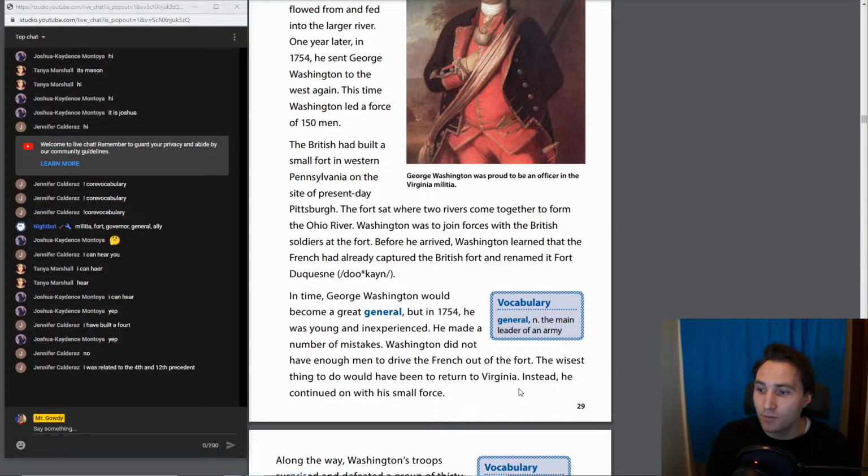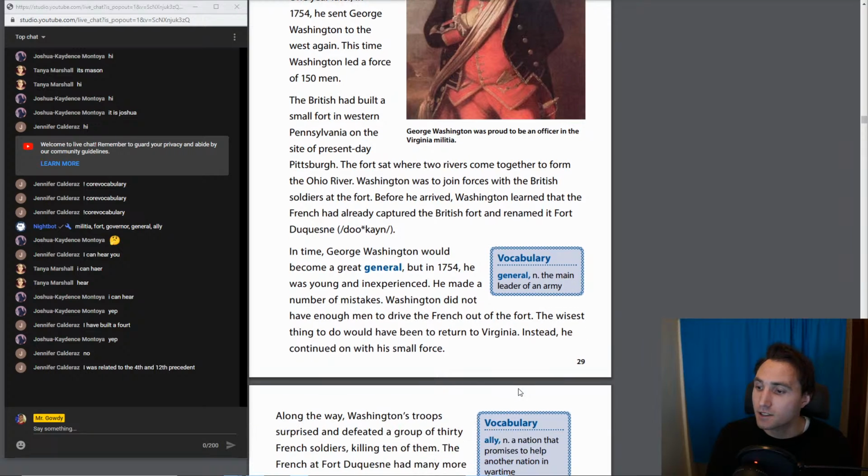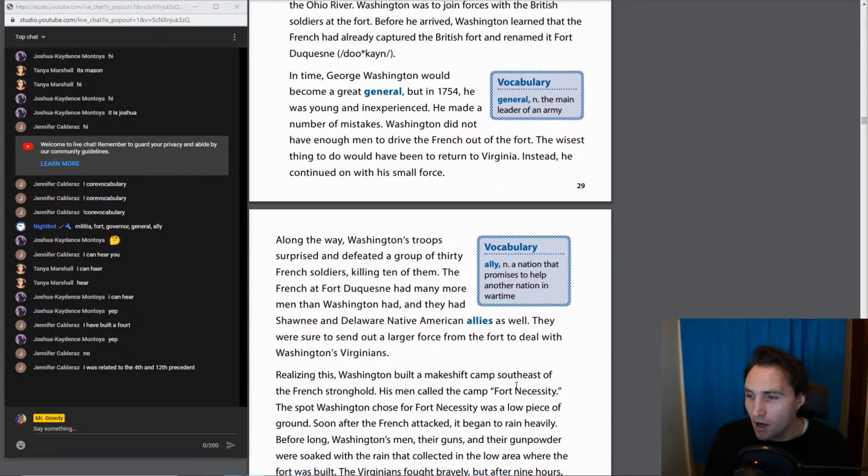Washington did not have enough men to drive the French out of the fort. The wisest thing to do would have been to return to Virginia. Instead, he continued on with his small force. Not a good idea. Along the way, Washington's troops surprised and defeated a group of 30 French soldiers, killing 10 of them.